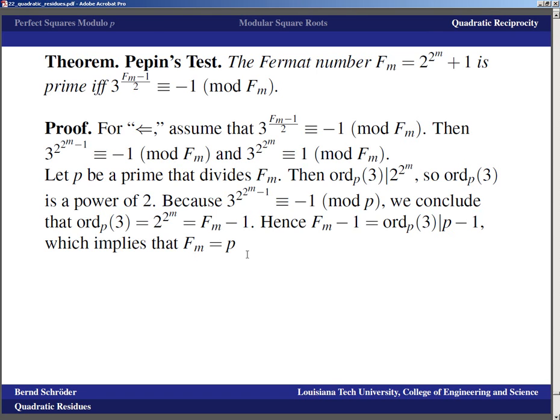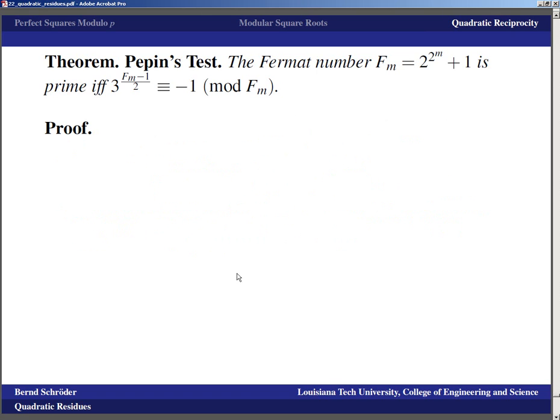That means Fm is less than or equal to p, and that means that Fm is equal to p, and that means that Fm is prime.